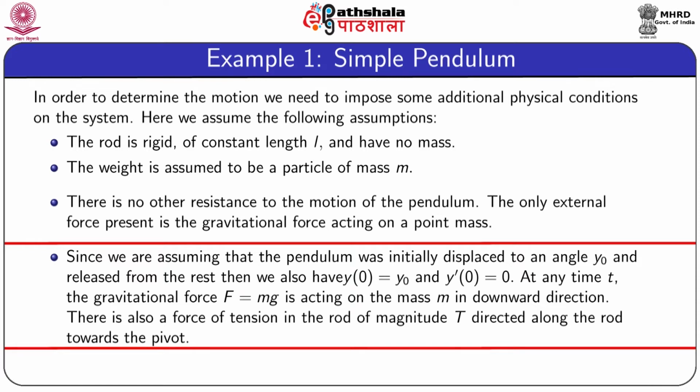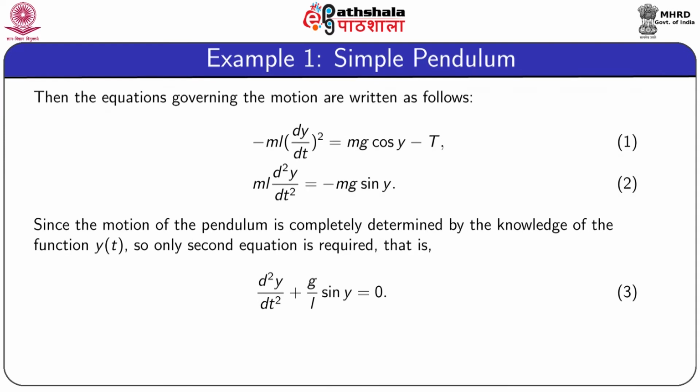At any time t, the gravitational force denoted by F equal to mg is acting on the mass m in the downward direction. There is also a force of tension in the rod, of magnitude T, directed along the rod towards the pivot, and hence the governing equations of motion can be written as -mL(dy/dt)^2 = mg cos y - T and mL d²y/dt² = -mg sin y, given by equations 1 and 2 respectively.